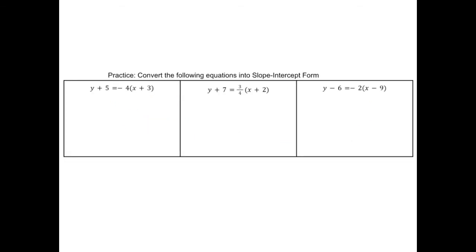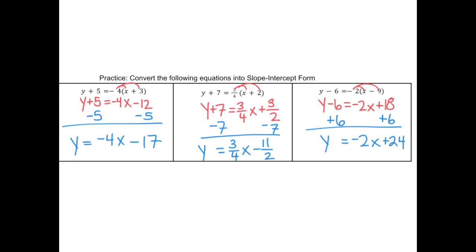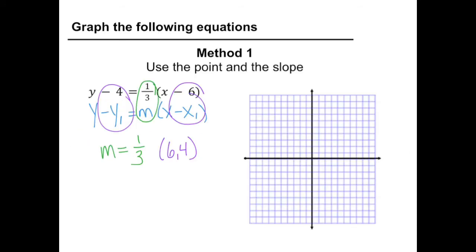So again, pause the video, convert the following equations into slope-intercept form. It's 2 steps. We should be distributing, and then we should be isolating. Distribute and isolate, distribute and isolate. Check your answers. One thing I will point out with the second problem here is that I did decide to leave my answer for b in fraction form. If you got that as a decimal, it's -5.5, so 3/4 x minus 5.5 would be the decimal form for that answer. Now moving on to graphing.